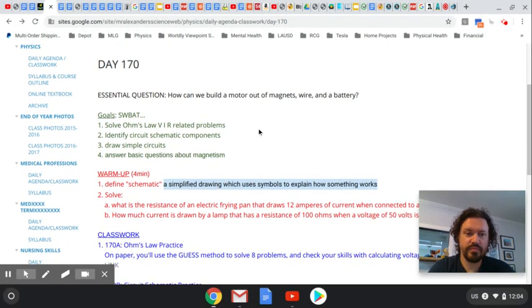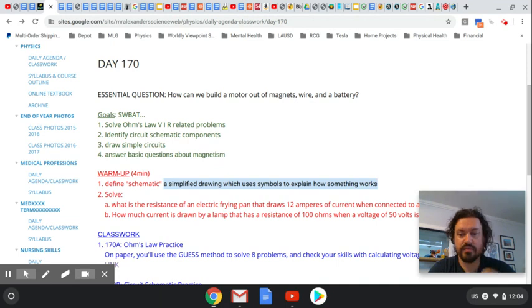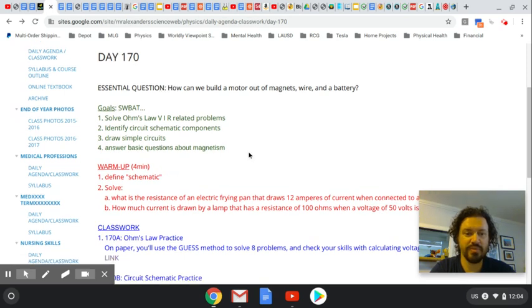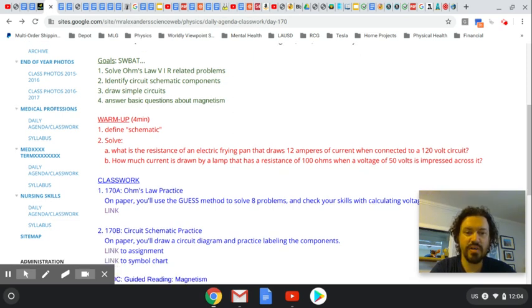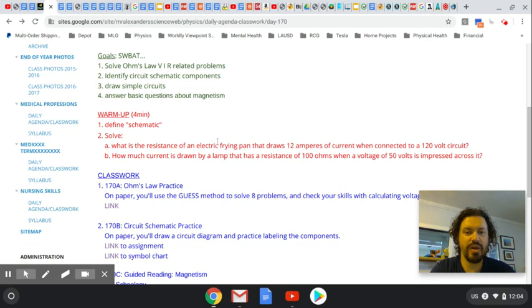Okay. So how many goals for today? Four. We've got solving Ohm's Law problems and identifying some circuit schematic components, which should be easy because you've been doing the FET circuit practice. Draw some simple circuits, and then answer some questions about magnetism. So those are all things you should be able to do by the end of the period. For the warm-up, two things: one, you should define schematic, and two, you should solve these two problems.